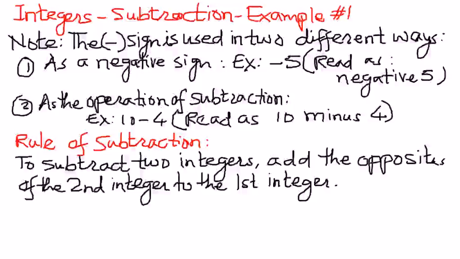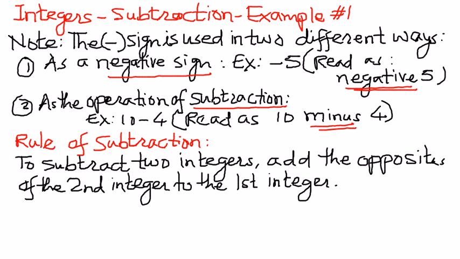One way is as a negative sign, and an example of that would be -5, which is read as negative 5. The second way is to indicate the operation of subtraction. For example, if I have 10 minus 4, where I want to subtract 4 from 10, it is read as 10 minus 4. The negative sign is used in these two different ways.